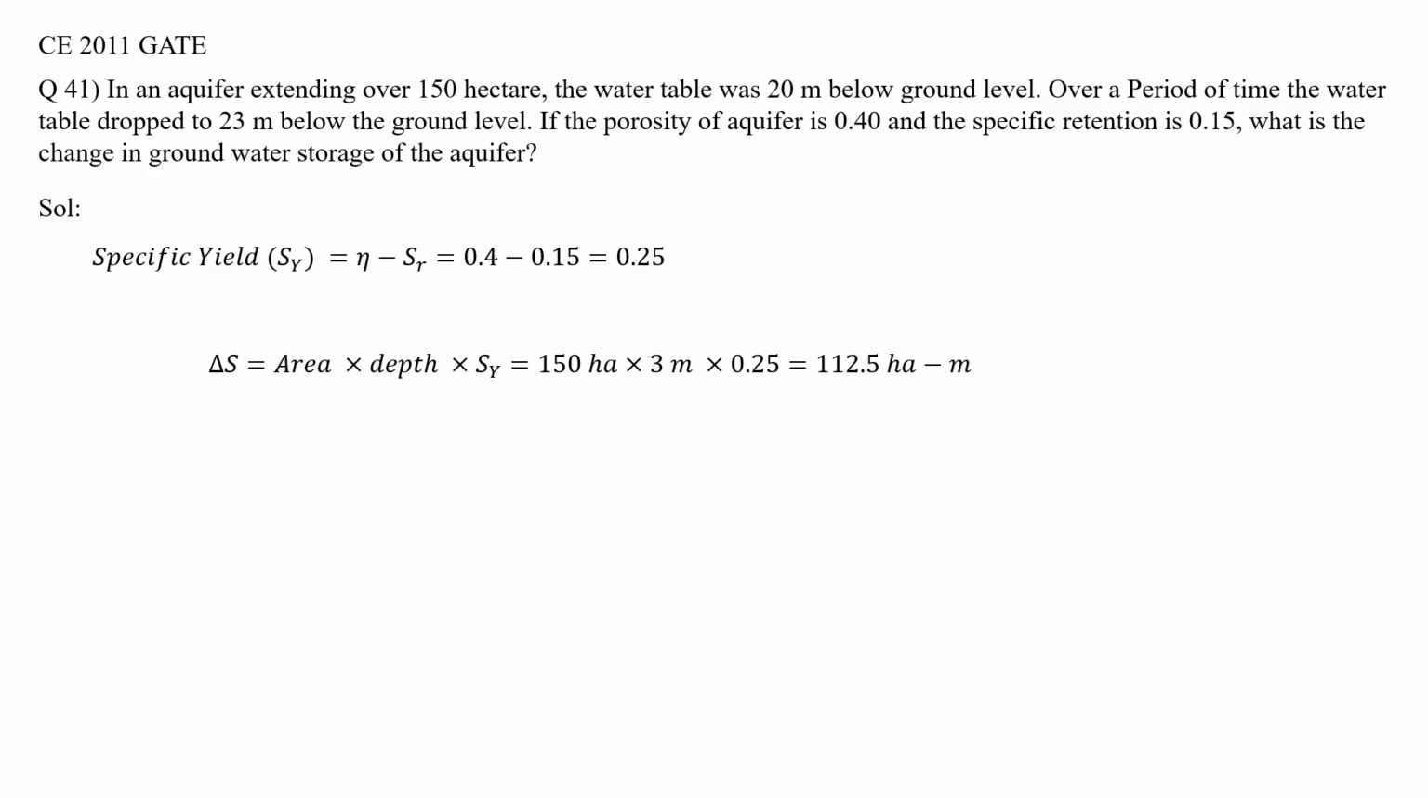Now you know porosity equals Sy plus Sr. So you need Sy, which is porosity minus Sr, and you will get 0.25. Observe the options whether they ask in hectare meter or meter cube. In this question they ask for hectare meter. So delta S equals area into depth into Sy, which is 150 hectare into 3 meter into 0.25, which gives the value of 112.5 hectare meter. This is a very straightforward question. I hope it is clear.